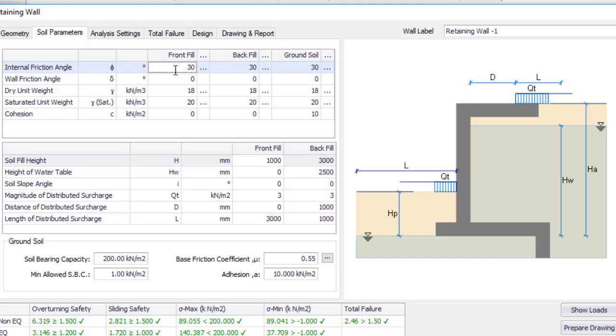All right, from the front view, that is the soil that will be at the front view, I will use 30 degrees for everything. Then the wall friction, I'll put 0. Then the dry unit weight of sand is 18 actually, so you don't need to change this, that is default. Then the saturated unit weight of sand is also 20, so you don't need to change it. Then the cohesion is 0, 0, 0. Okay, that is good enough.